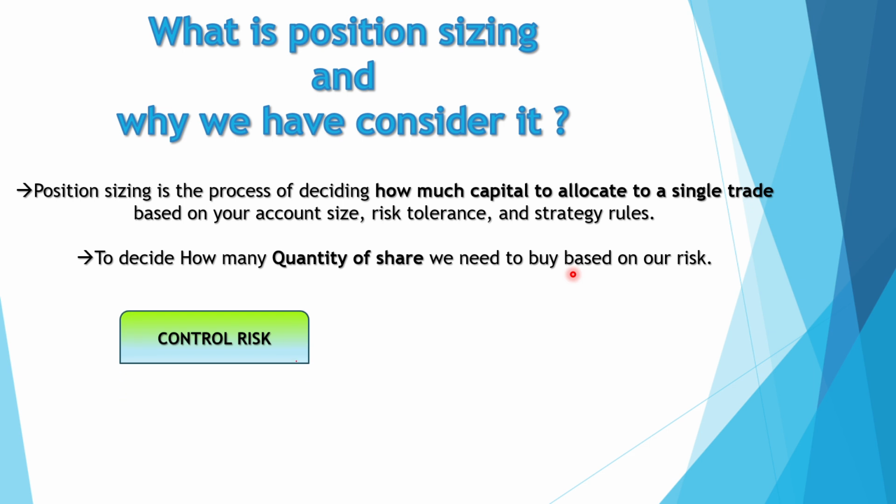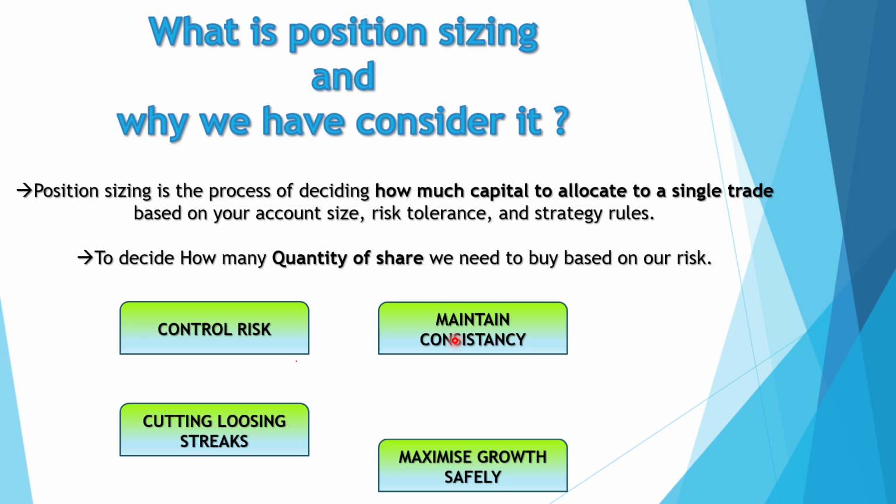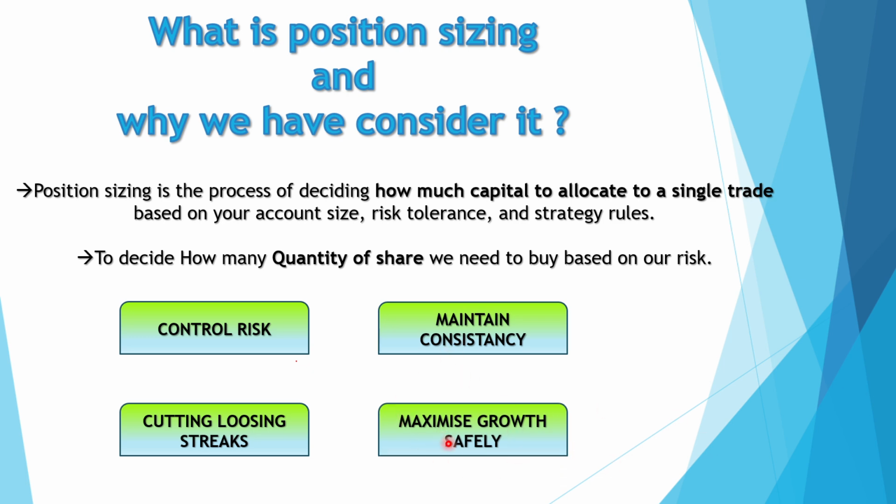The second thing is why we have to consider the position sizing. We have to consider it in order to control the risk, in order to maintain consistency, in order to cut the losing streaks, and in order to maximize the growth safely. And the fifth, which is not mentioned here, is to diversify the capital. In order to control these factors, you need to consider doing position sizing.